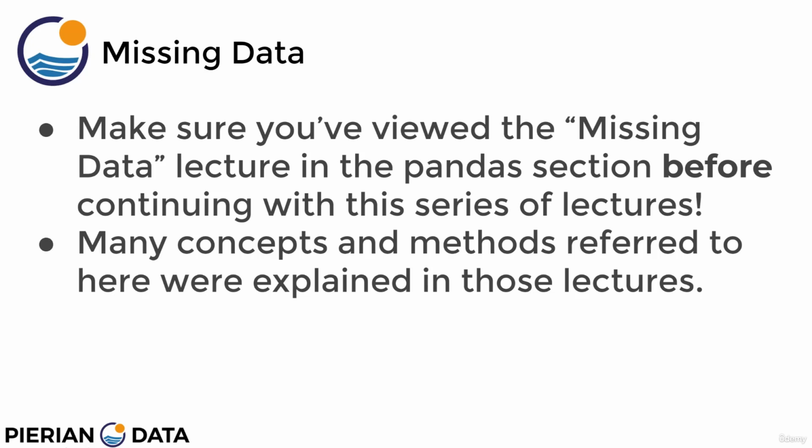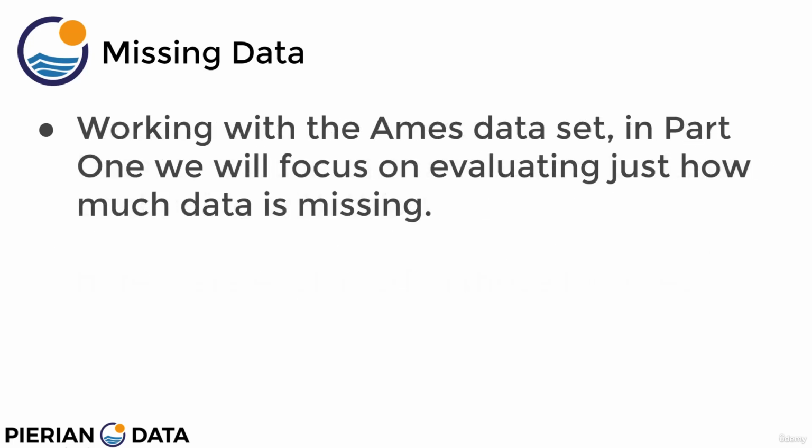So keep in mind, please make sure that you have already watched the missing data lectures in Pandas. We're going to be using a lot of those Pandas method calls. Okay, so working with the AIMS dataset, in particular the one that we've already dropped the outliers from, in part one we're just focusing on evaluating how much data is actually missing. Let's open up the Jupyter Notebook and get started.